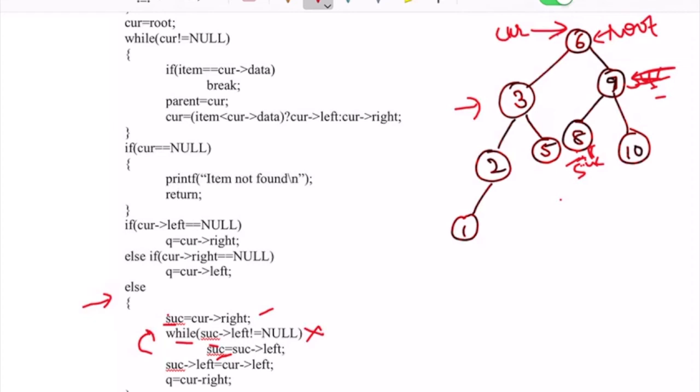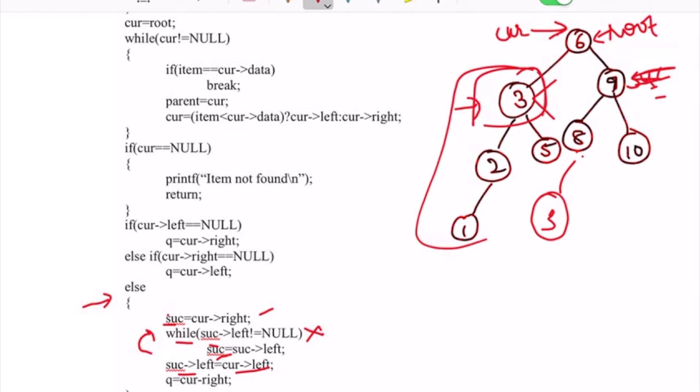Now I am going to attach the node 3 to node 8. That is done by saying successor's left is going to point to current's left. Current's left is this node, so successor's left, which was previously null, is now going to point to the node 3. It is similar to moving or attaching the node 3 to the node 8, so this part would be attached here. Next we say that Q equals current's right. Current's right is nothing but this particular node, so I am going to call this node Q.